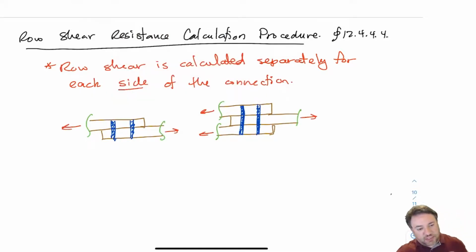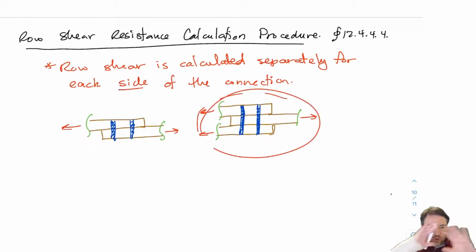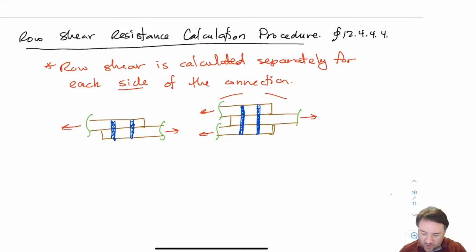Okay, so when we talked about the yielding resistance, I made a point of talking about the fact that yielding resistance is one calculation for the entire connection. So if this is my connection, the whole connection, I have one yielding resistance that I calculate. All of the rest of the checks are not like that. For all of the rest of the checks, I have to check for each side of the connection separately.